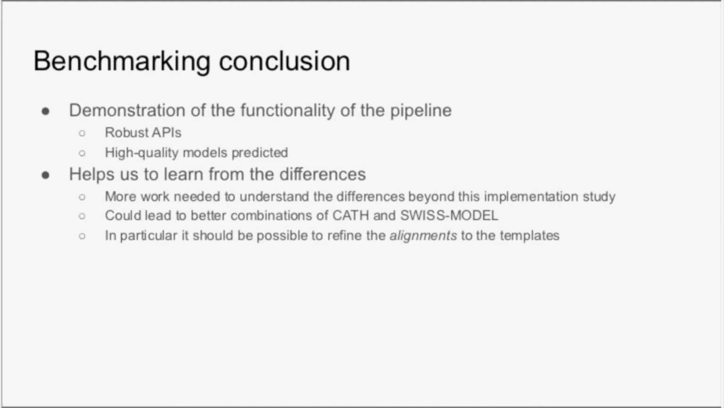So in conclusion, we demonstrated the functionality of the pipeline. We have robust APIs, they work, and they produce high-quality models. And so this benchmarking exercise also helps us to learn from the differences. In particular, we realized there's a bit more work needed to really understand the differences. This is, of course, beyond the scope of this implementation study, but it could lead us to better combine CATH and SWISS-MODEL. And in particular, we already identified that it should be possible to refine the alignments to the templates.